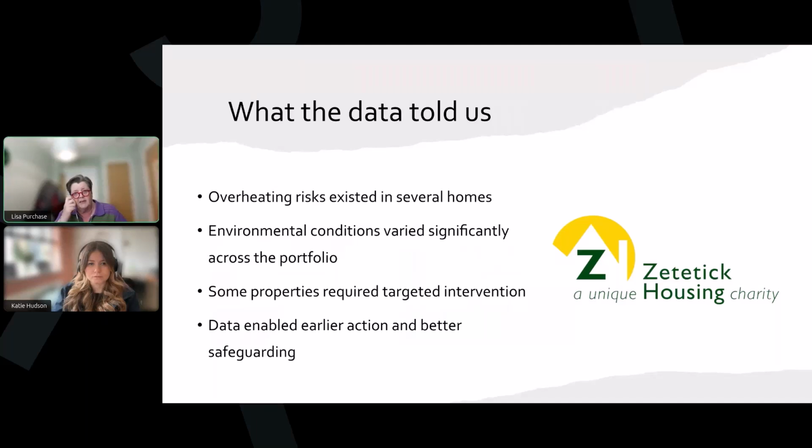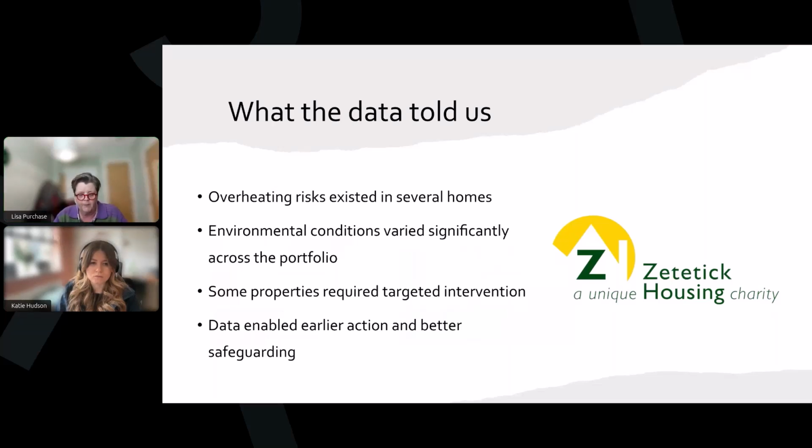So what did the data tell us? Well, the data told us that we had overheating risks in several properties, and that was something that we already knew had caused a problem with one particular individual, so obviously we needed to get a grip of that. Some properties were consistently reaching temperatures that could present health and safety risks for vulnerable tenants, and the data showed that some homes were maintaining high internal temperatures even when the heating systems were not actively operating. So they were over insulated, and we were trapping heat in the buildings that couldn't escape, I think, as Katie's already alluded to.